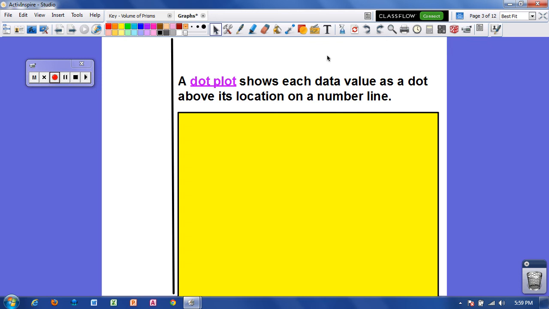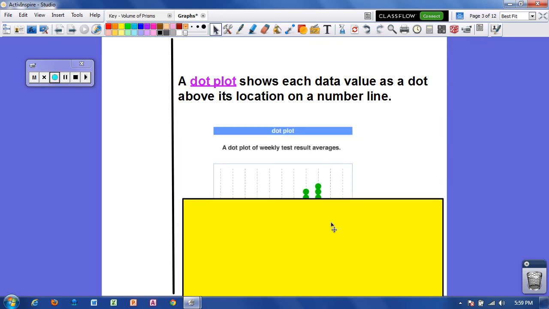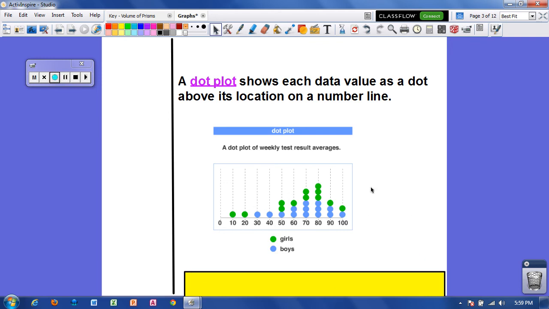A dot plot shows each data value as a dot above its location on a number line. So in this example, we have a dot plot of weekly test result averages. If we wanted to know how many students had an average of, let's say, 80, well, we have 3 blue dots. As we can see here, blue represents boys. That means that we have 3 boys with a test average of 80. Green represents girls, so we have 3 girls with a test average of 80.